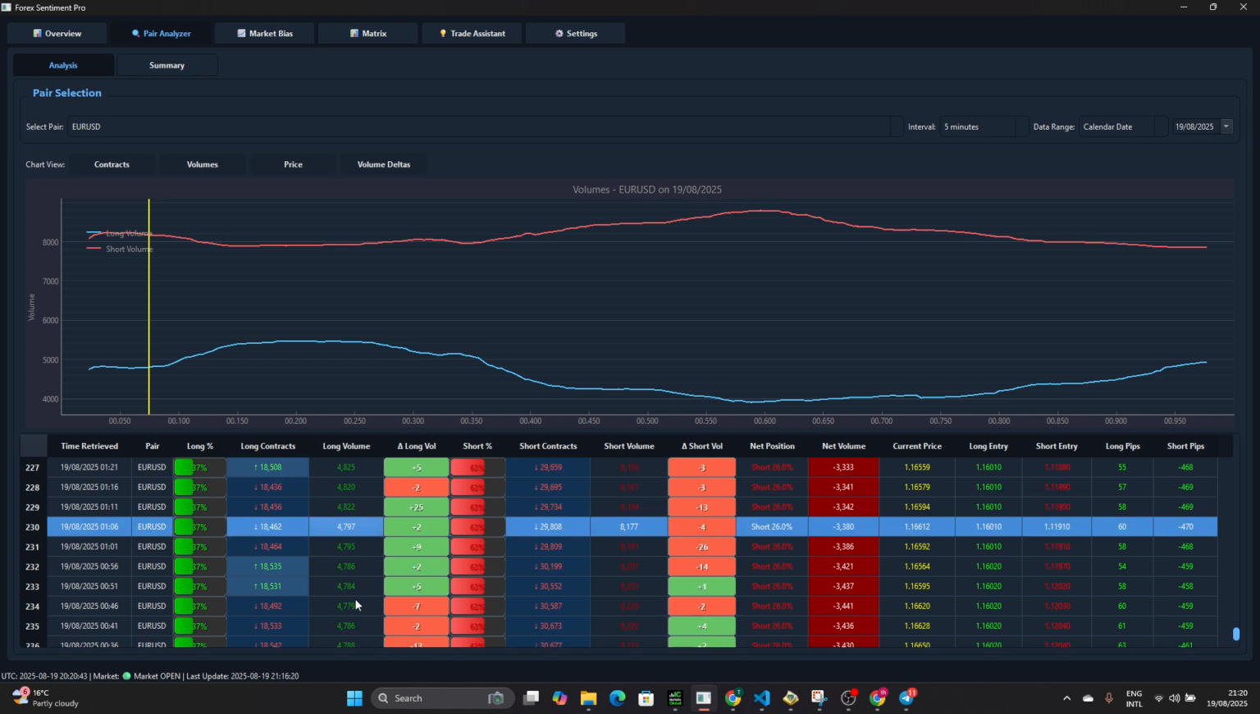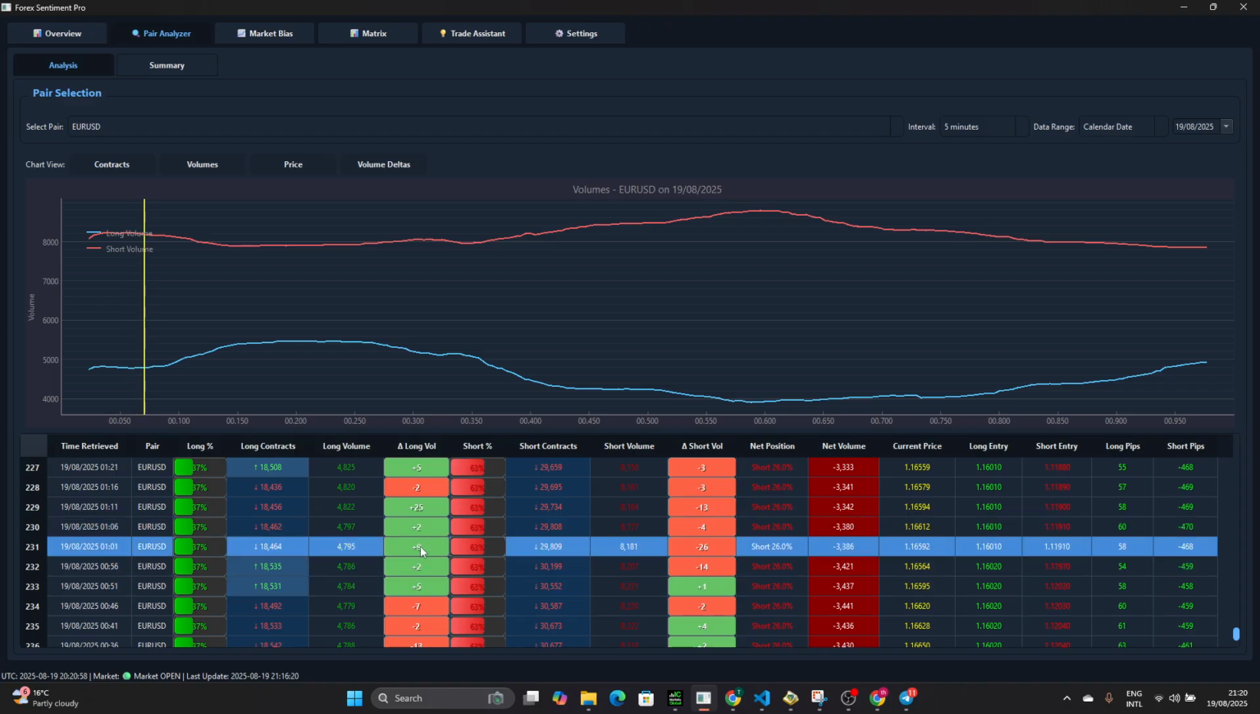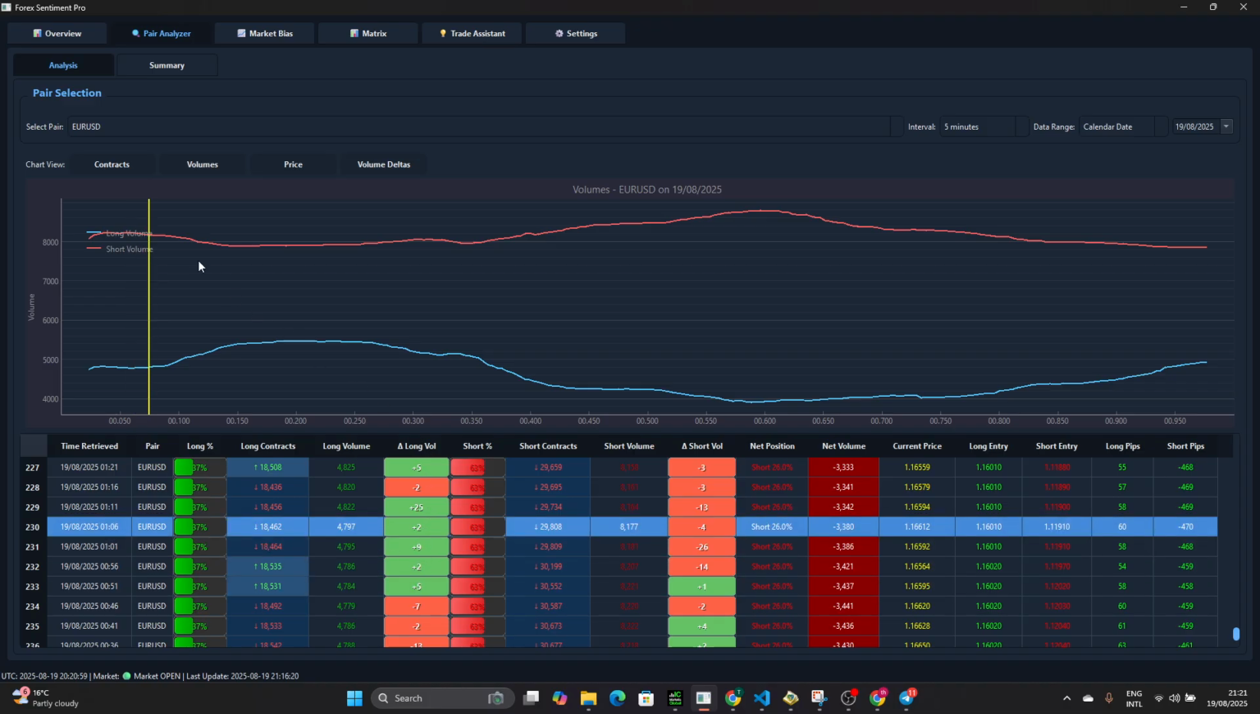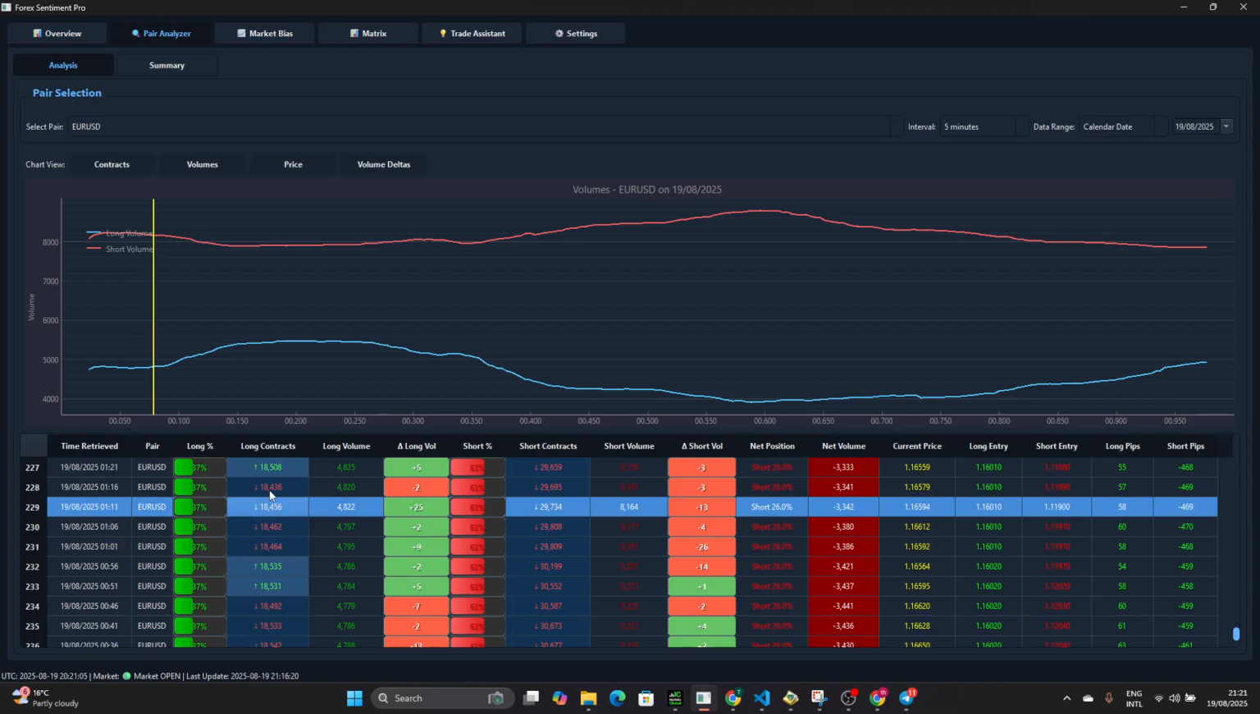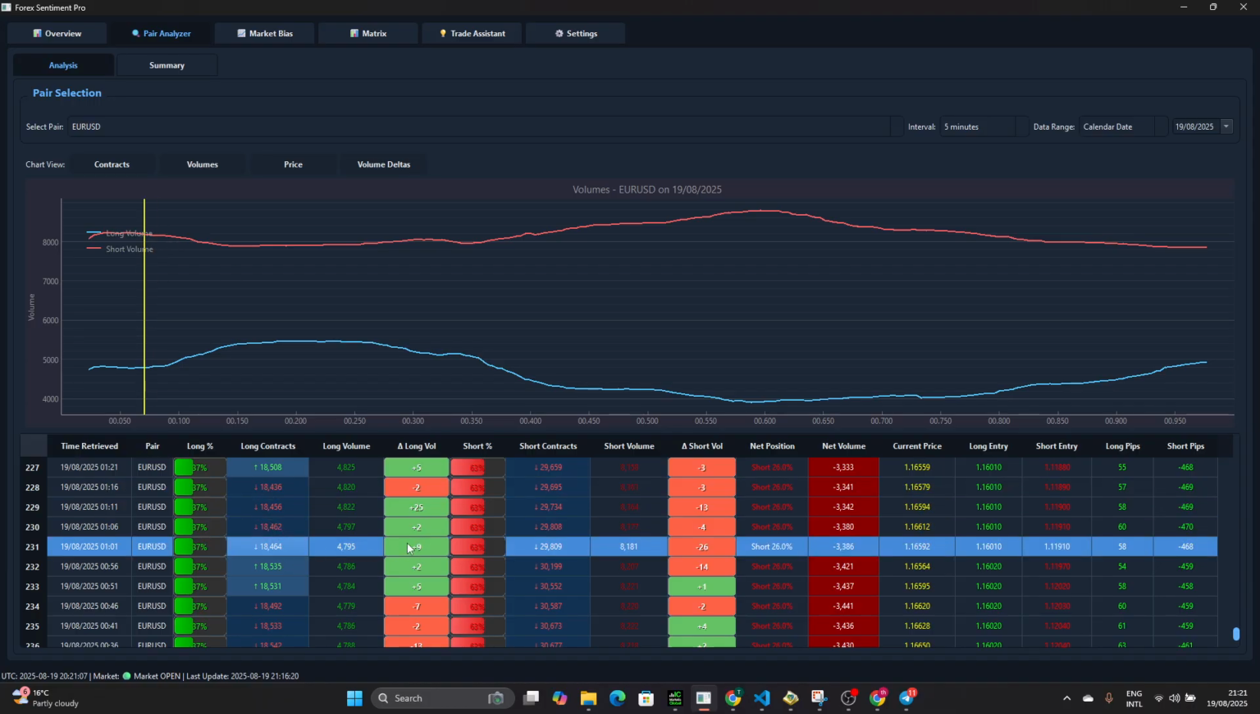So when I open the tab and look at EURUSD, I see that retail traders are net short. At this specific time, they are increasing longs while they are net short and reducing their contracts. You have to pay attention to both. The contract is very important. That's why I put some formatting on those numbers.